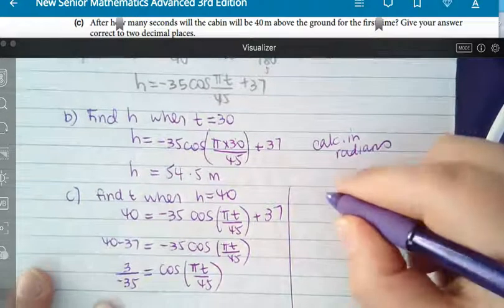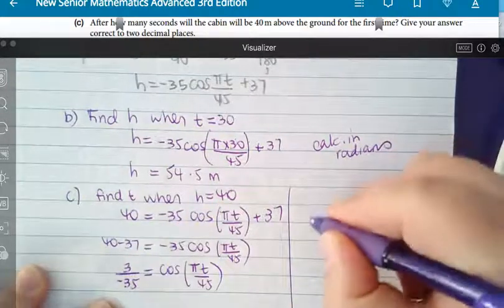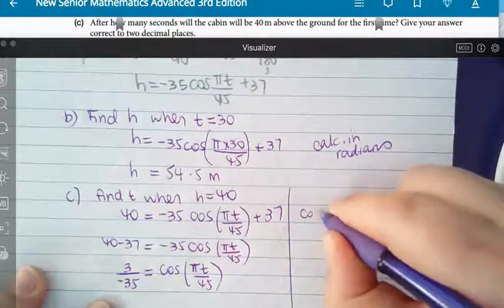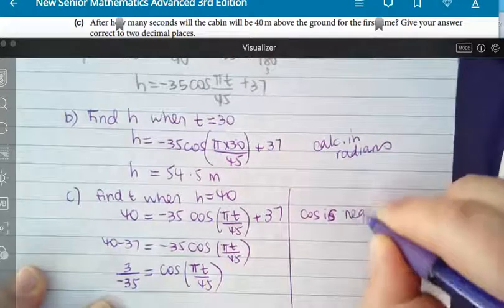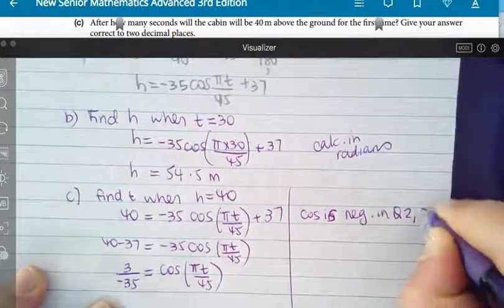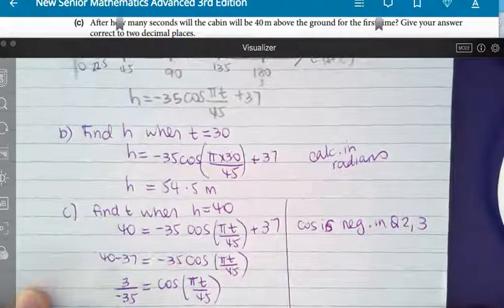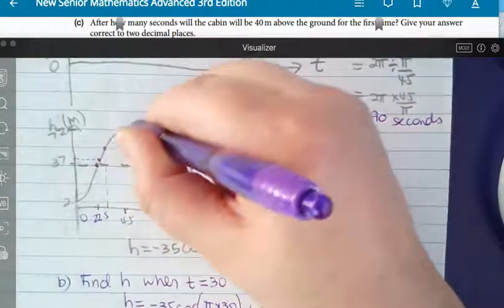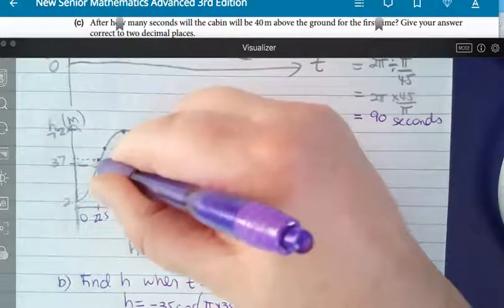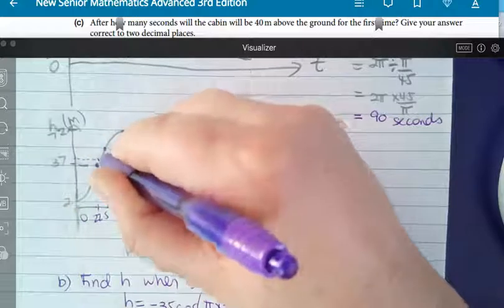Is cos positive or negative? Cos of pi t is that. Are we okay? So cos is negative. Cos is negative in quadrants 2 and 3. This makes sense, and you know why? Because I can see my results. Look at my curve. First quadrant, second quadrant. It's just after the 40, just above the 37, so it is in the second quadrant.